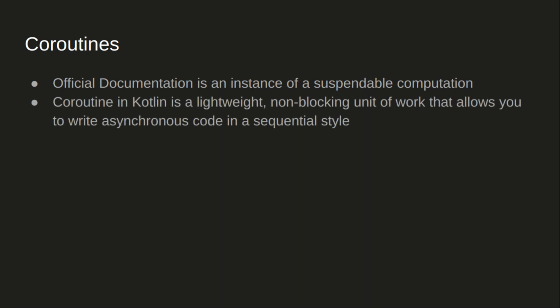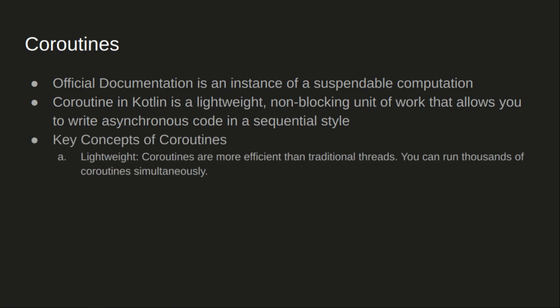A coroutine in Kotlin is a lightweight, non-blocking unit of work that allows you to write asynchronous code in a sequential style. We have seen with threads that we have to use a lot of callbacks. However, with Kotlin Coroutines, we're going to make this sequential. So you can see the code and say this is synchronous and not asynchronous. It's actually synchronous code that is going to be executed in the background. So the key concepts of Kotlin Coroutines: it's lightweight. Coroutines are more efficient than traditional threads. You can run thousands of them simultaneously and you won't face any problems.